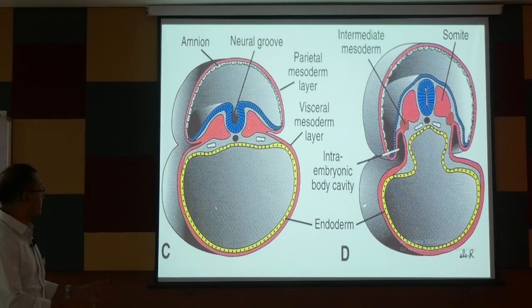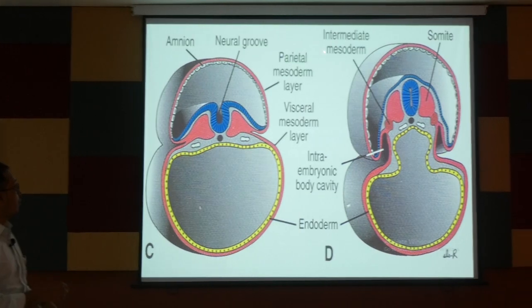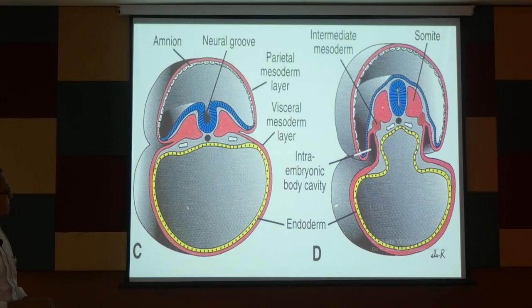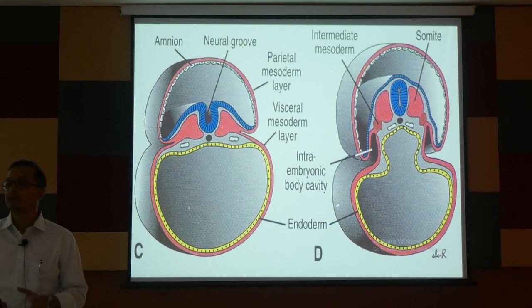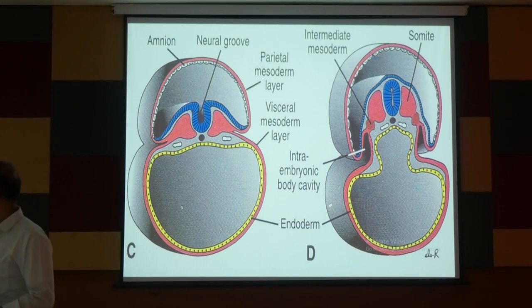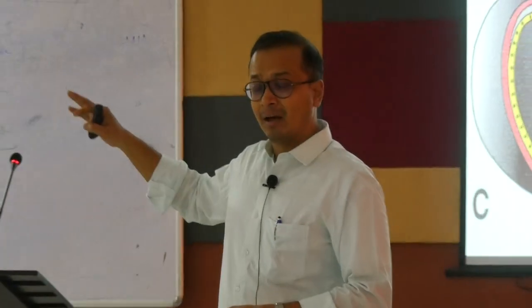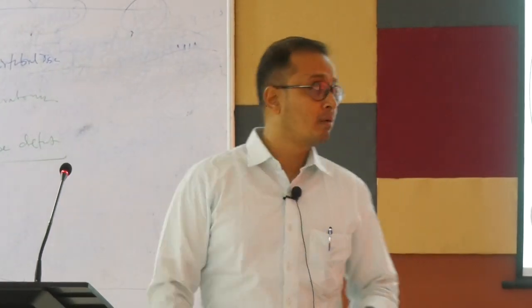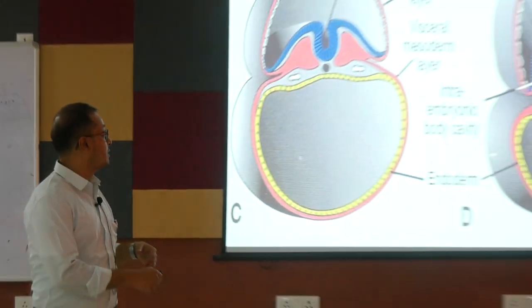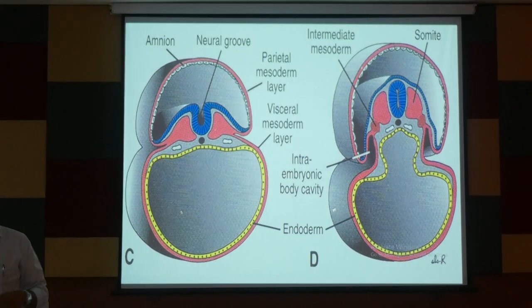Now, out of these, we are going to focus on this region of the mesoderm, which we call the paraxial mesoderm. Our point of concern is the vertebra and the development related to it, so we are going to focus on this tissue, the paraxial mesoderm.